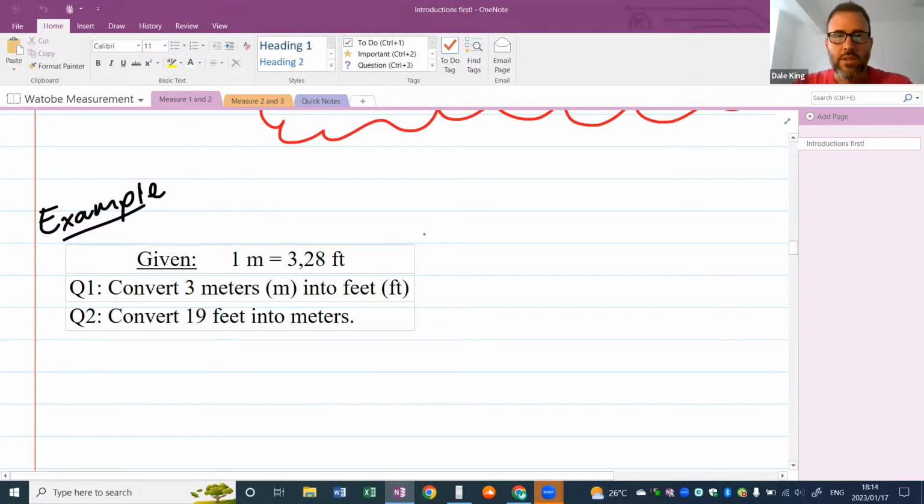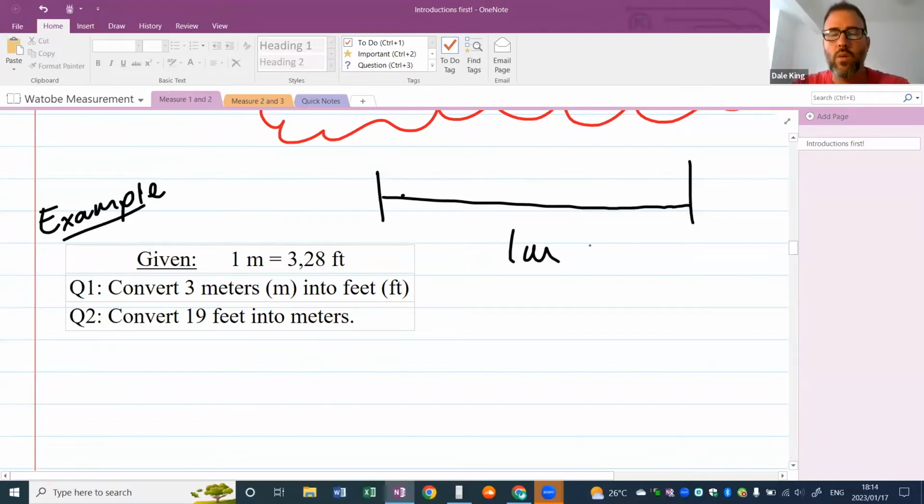Okay, so let's have a look at these two questions here. Let's see how we do them. We are given that 1 meter is equal to 3,28 feet. All right, now let's think about that in our minds. 1 meter, if we take a line that goes across and that is 1 meter, one of those meters gives me 3,28 feet.